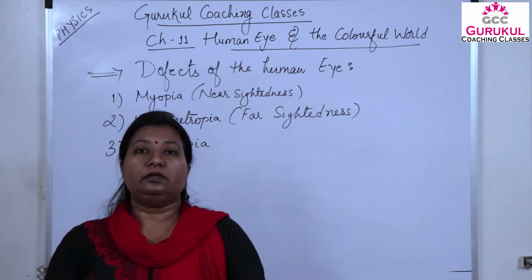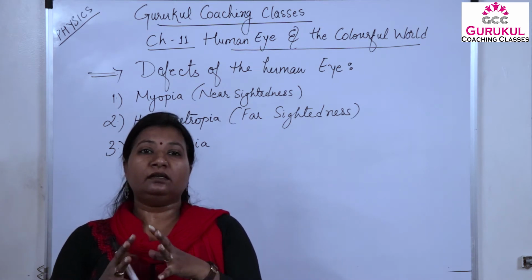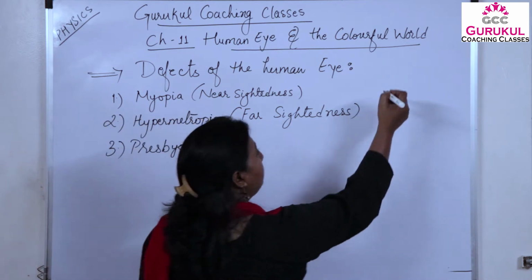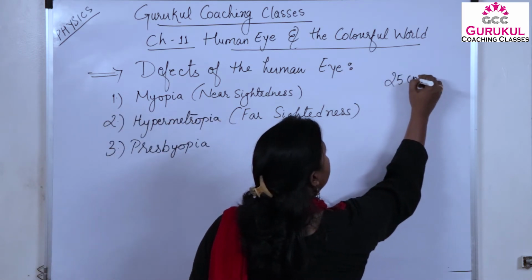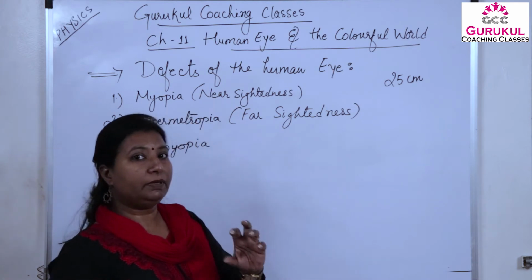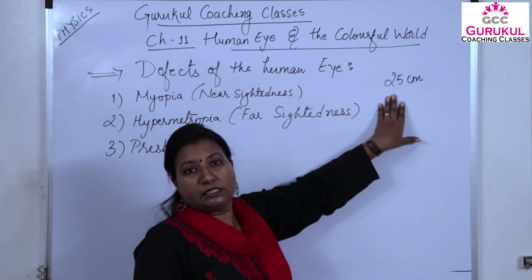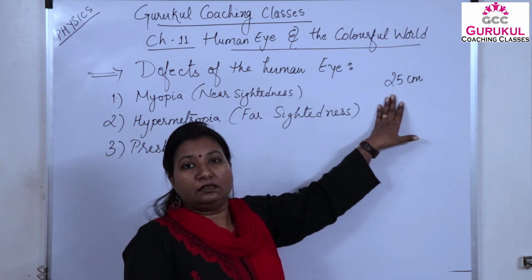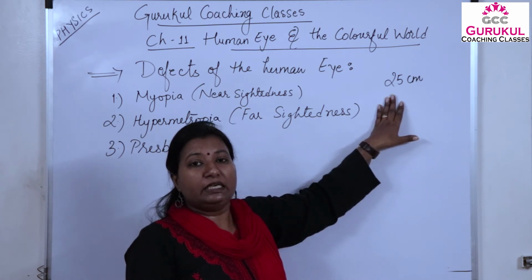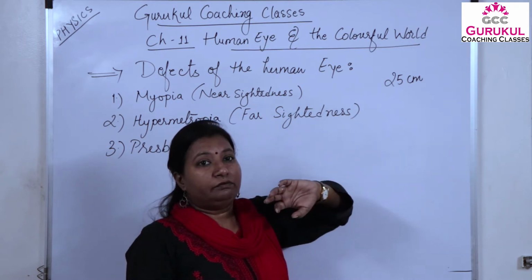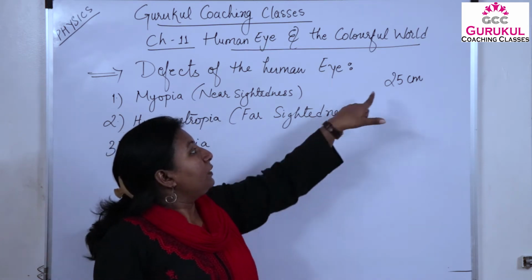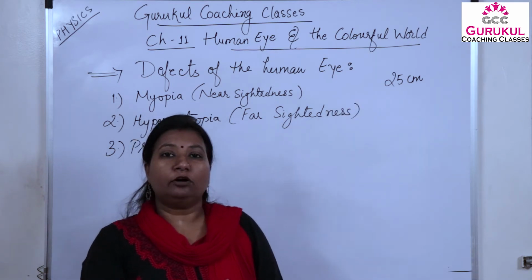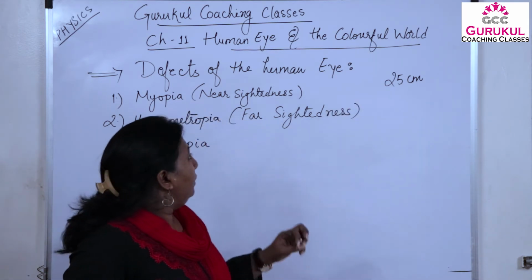If we talk about our eye, then the near point of our eye is 25 centimeter, or you can say minimum 25 centimeter distance. If we keep the object at the minimum distance of 25 centimeter, then we can see a clear image of the object. The object will be visible clearly. And the far point of our eye is infinity. We can see objects up to infinity, right?